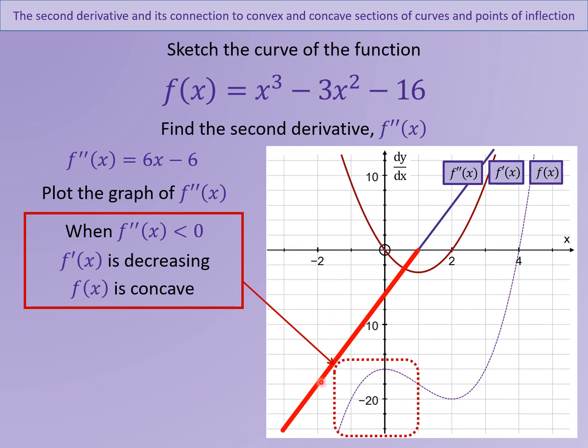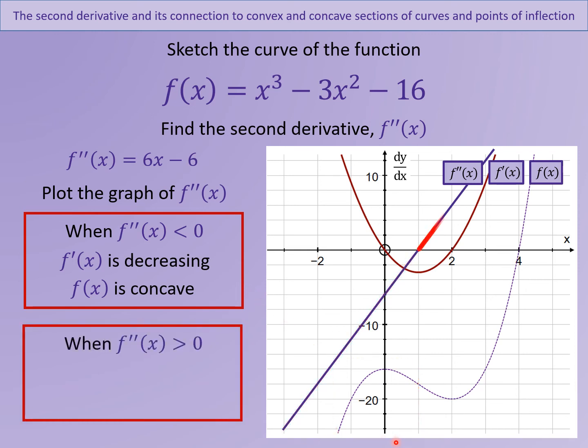Okay, so if you've got the second derivative, if it's negative, in other words, like it is here, look, negative, negative, negative, there's minus 10. When the second derivative is negative, the first derivative is decreasing, and the original graph is going to be concave. And then the opposite is true when it's positive.